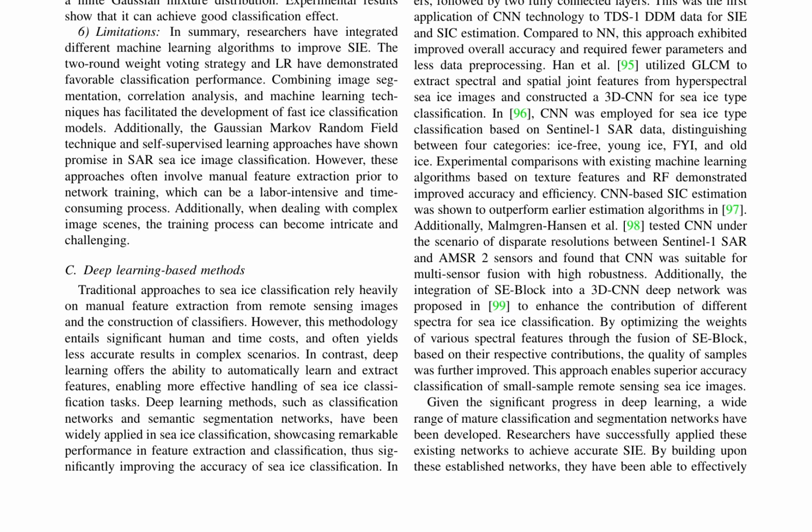Additionally, researchers have utilized gray-level co-occurrence matrix (GLCM) to extract spectral and spatial joint features from hyperspectral sea ice images and constructed a 3D CNN for sea ice type classification, achieving improved overall accuracy and requiring fewer parameters and less data preprocessing. CNN has also been employed for sea ice type classification based on Sentinel-1 SAR data, distinguishing between four categories: ice-free, young ice, FYI, and old ice.